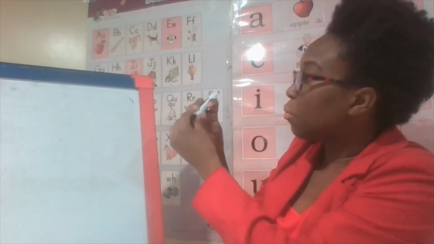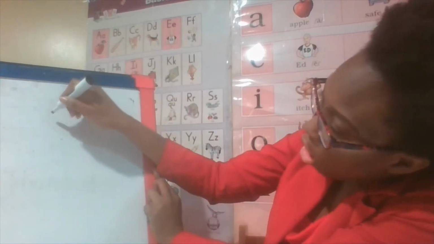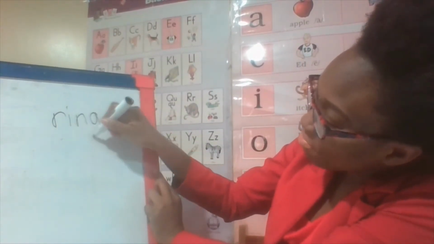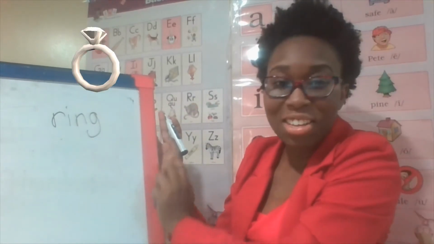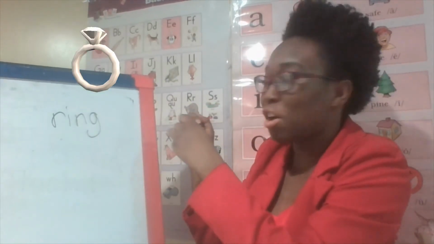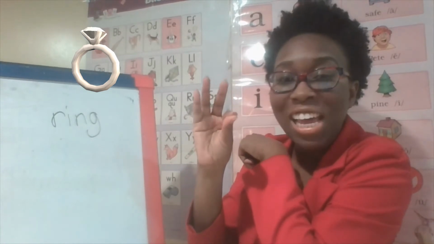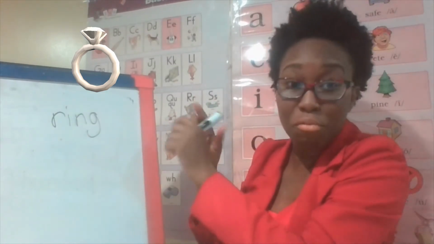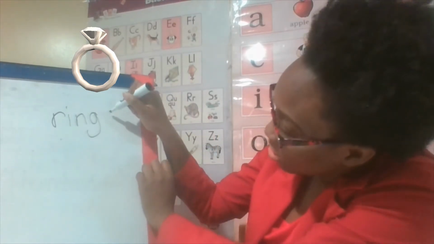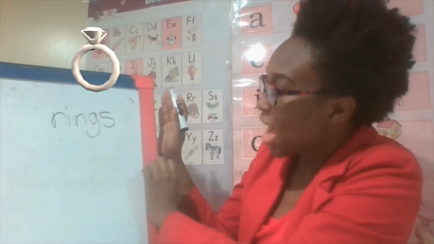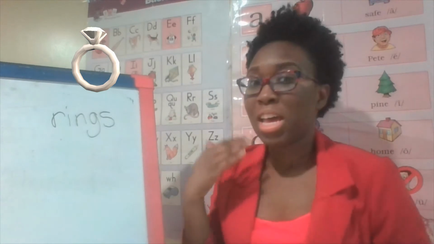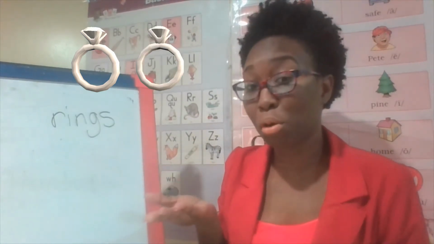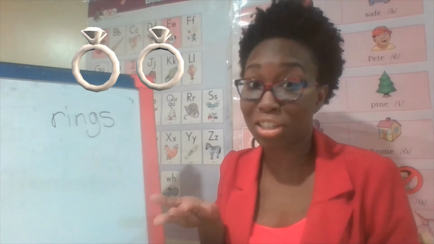What about the word ring? Ring. So let's tap out ring together. Ring, ring. Okay, so now we've tapped out ring. I'm going to add a suffix. I'm going to add the S. Now, is ring, when I add an S, does it become plural or does it become an action word?